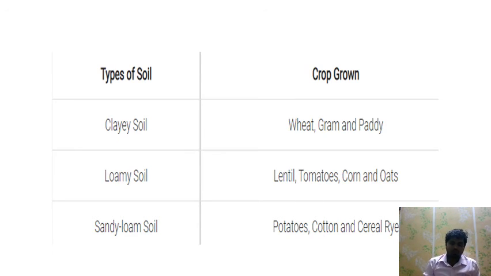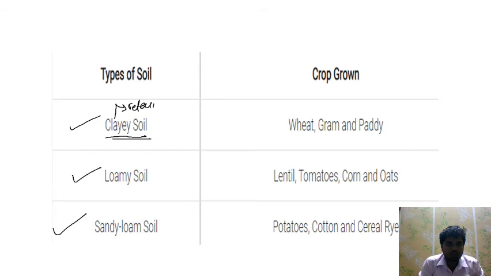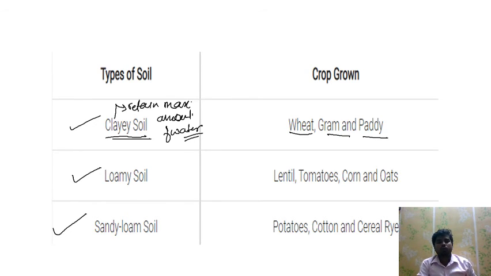Yes, students. So we can say that there are three types of soil given here: clayey soil, loamy soil, and sandy loamy soil. As we know, clayey soil can retain the maximum amount of water, which means absorption rate is more, percolation rate is less. So in that situation, which crop can be grown? Basically wheat, gram, and paddy can be grown where there is more retention of water in the soil.